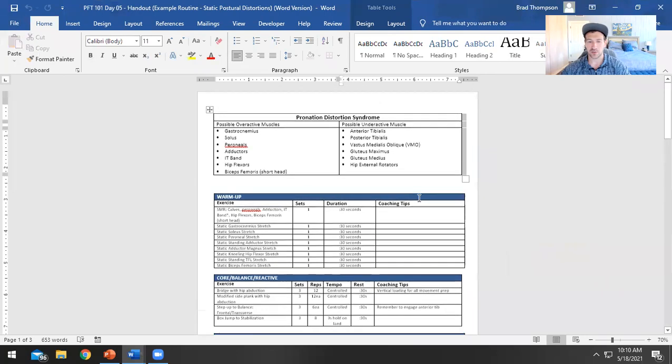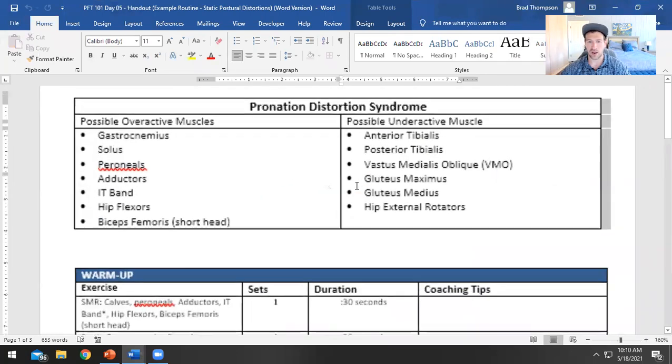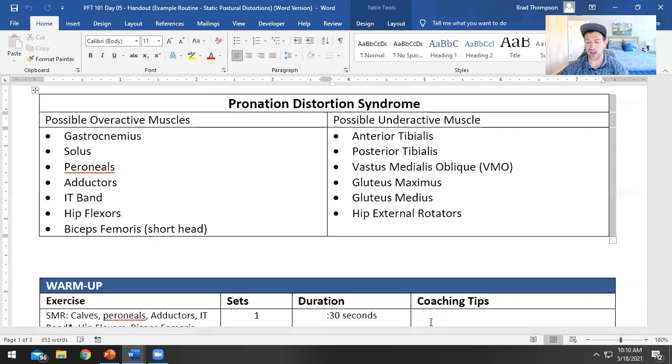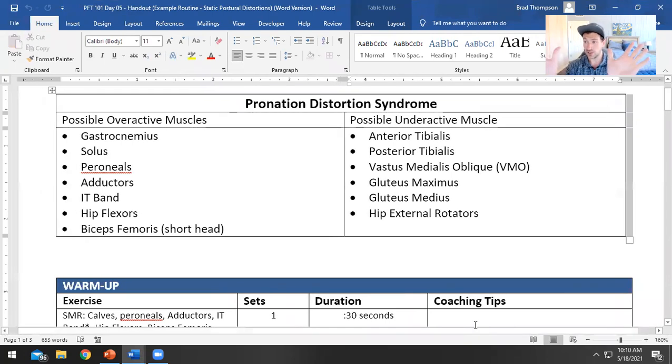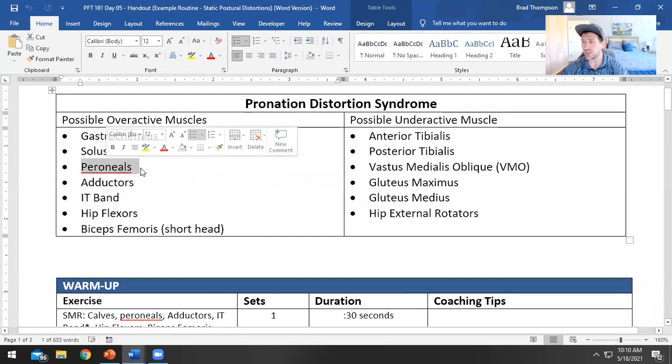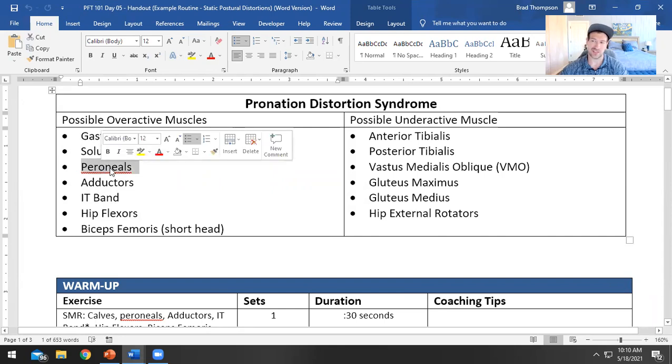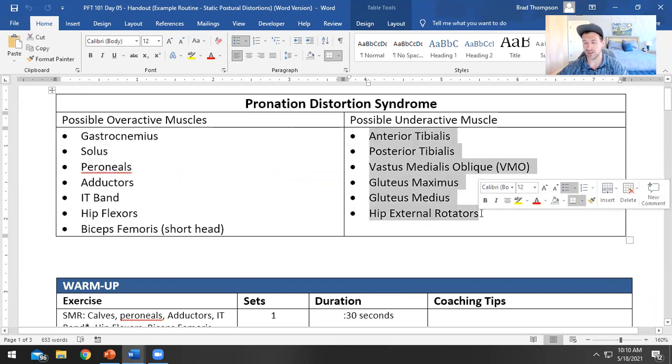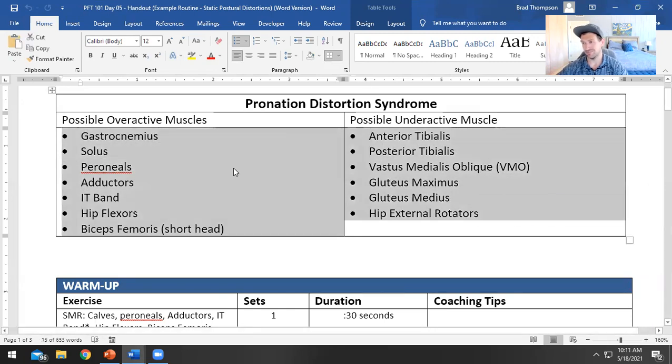Here's pronation distortion syndrome, right? So we've got our feet turning out, feet flattening, knees caving in. The overactive muscles are here. You'll notice I did add the peroneals in there. That wasn't in the PowerPoint. That's another overactive muscle. It lives on the side of your shin and causes eversion. And then we see our underactive muscles on this side. So this is the same list that we saw, but I added one.